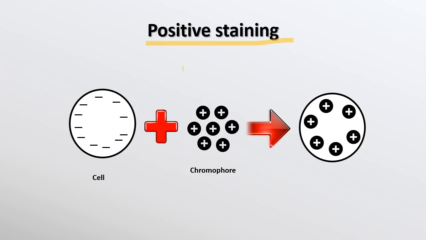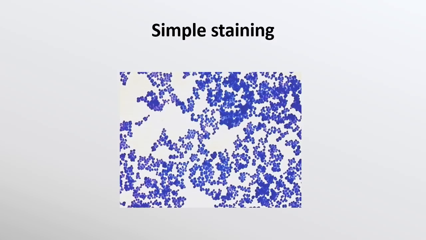Okay, this diagram shows the mechanism of positive staining. Usually the cell is negatively charged and the dye is positively charged due to the chromophore. Since the cell is negative and the dye is positive, the dye will go and attach to the cells, which makes the cells stain. This is the image we obtained from a simple staining using methylene blue on Staphylococcus aureus. It's pretty obvious that Staphylococcus aureus are spherical.